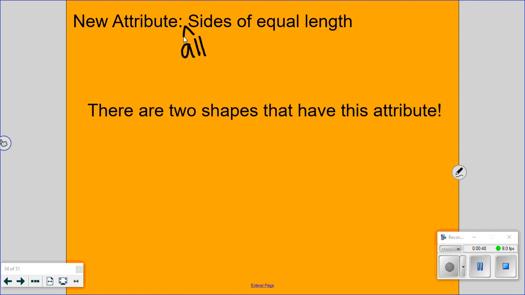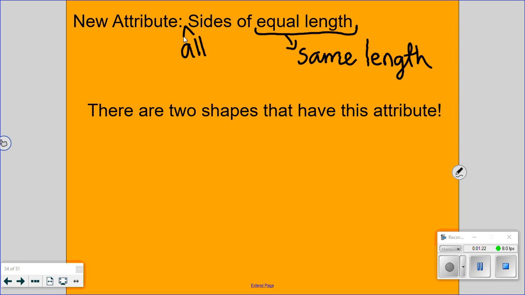With a shape that has every single side being the same length, go ahead and underline equal length. If we hear words like equal length, we're looking at shapes that have the same length. So if one side of my shape is 4 inches, that means the other sides are also 4 inches. I could measure them, and they would all have the same length.